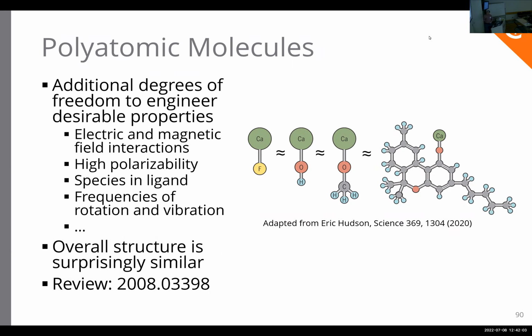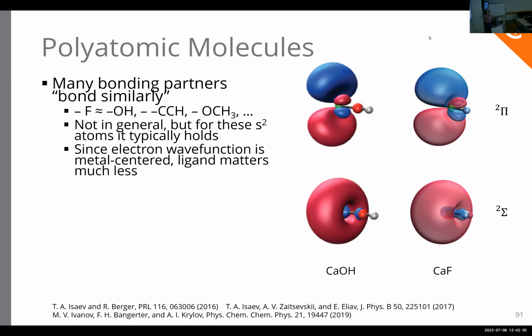And overall, as I've hinted at, the structure is very similar because all the laser cooling and CP violation sensitivity really relies on the metal-centered electronic structure. The wave function avoids what's over here, so to first order, it doesn't really matter what's over here. So a lot of what I said is immediately applicable to these things. Overall structure is surprisingly similar. And here's a review if you'd like to learn more about exciting things you can do with polyatomic molecules. You can look at this archive paper.